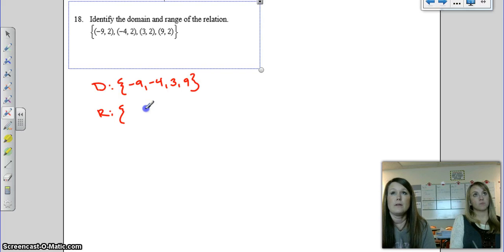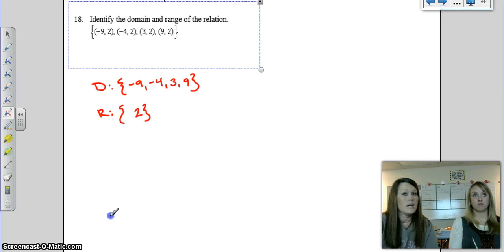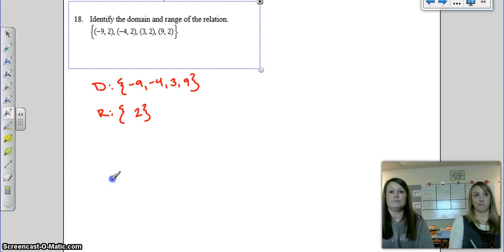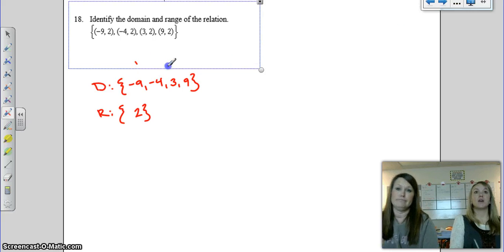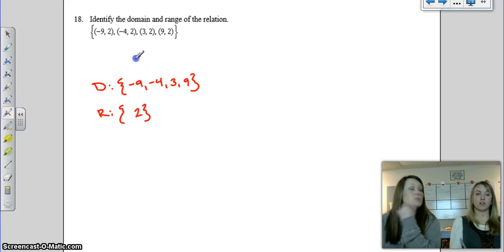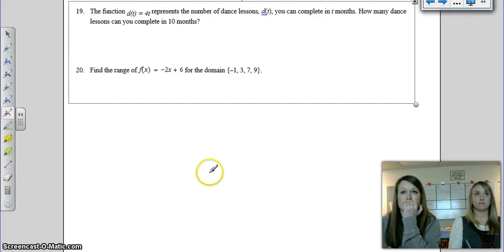And then my range is the other values, and I only have to list one of them. 1, 2. Done. And I don't need to say if it's a function because it doesn't ask me to. What if you didn't put the braces around that? It would be wrong.